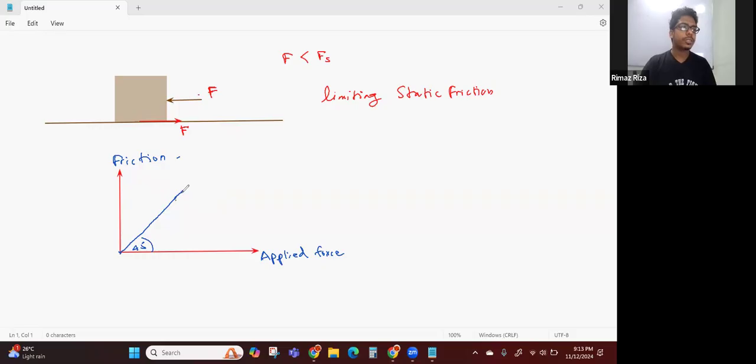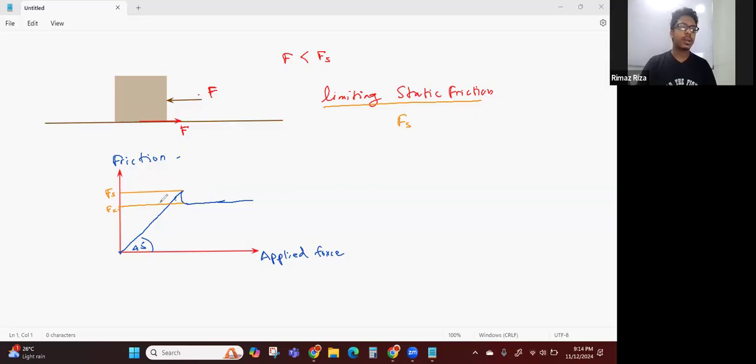And then we know this friction has a maximum value. So if the applied force goes beyond that maximum value, what happens? The object starts to move, it slides, right? So then that value suddenly decreases and then it has a constant value. So this maximum value is known as the limiting static friction, which is denoted by Fs. And this value is kinetic friction, Fk.